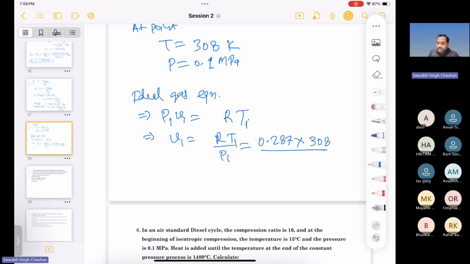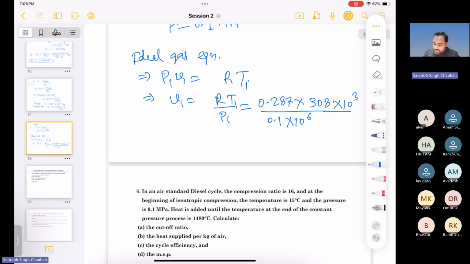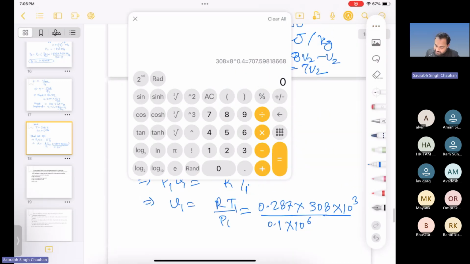And to convert that into pascals, R is also in kilojoule, so to convert it into SI units you need to multiply it by 10 to the power 3, and P1 is 0.1 megapascal multiplied by 10 to the power 6. So this will be in pascals. Now everything is in SI units, right? So the units are correct. Let's quickly calculate this value.